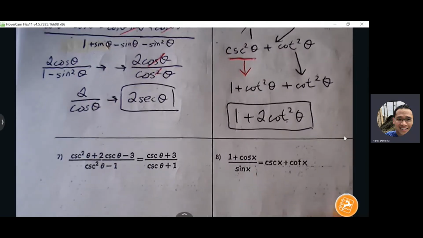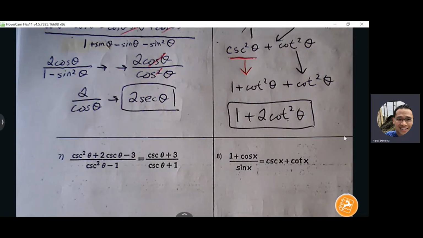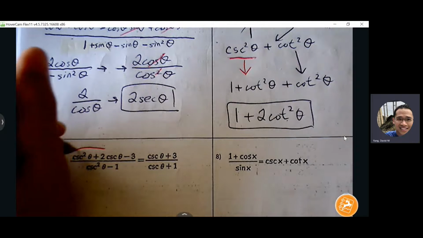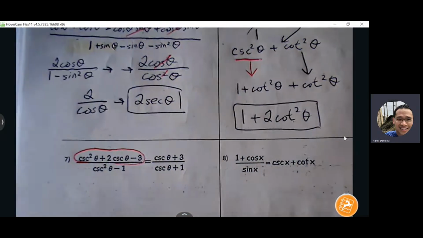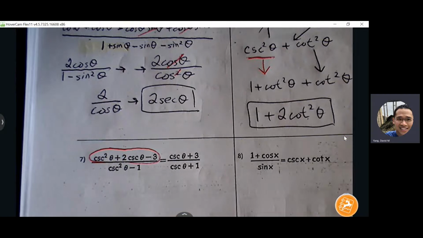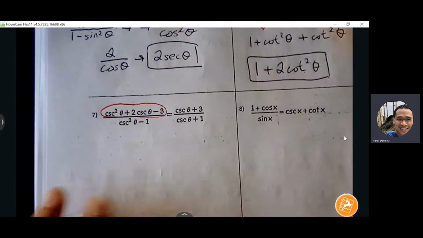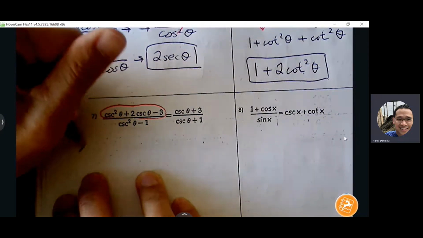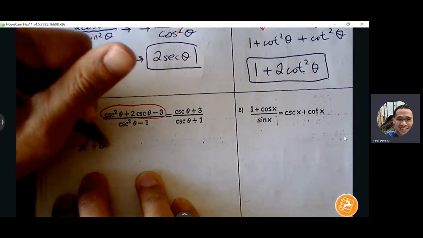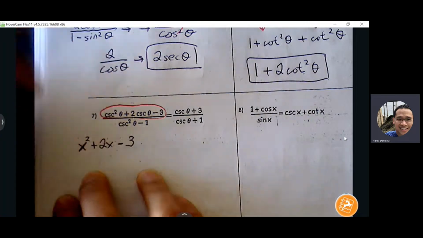Okay, number 7. Let me point you in the right direction here. What does that look like to you? Trinomial factoring. Okay, so let's do a simpler problem of that expression. Let's do x squared plus 2x minus 3.